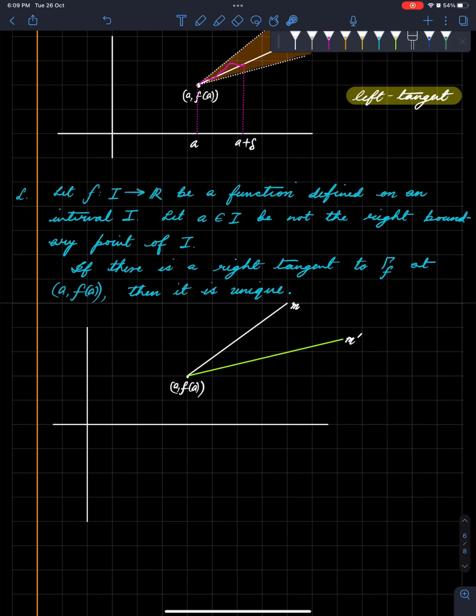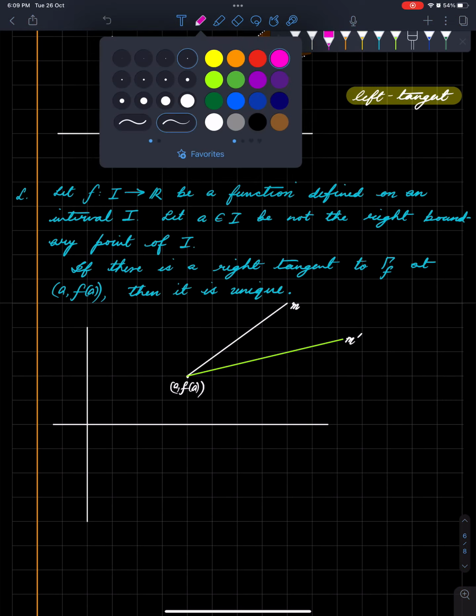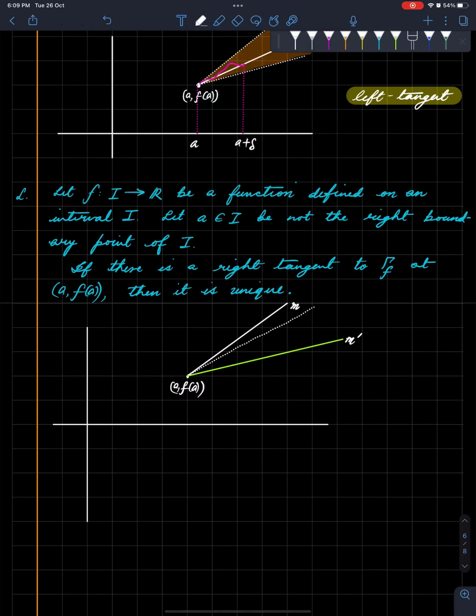So just choose epsilon small enough so that the epsilon cones about these rays are disjoint. So choose epsilon small enough so that the epsilon cones are disjoint.